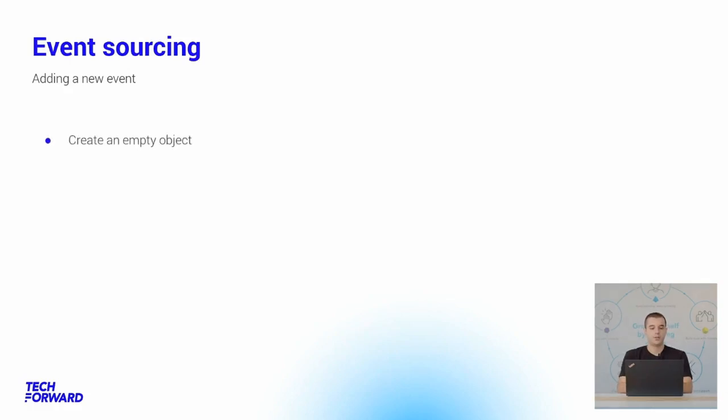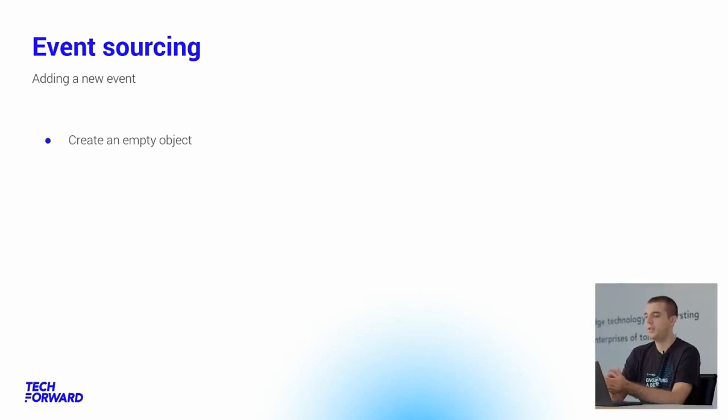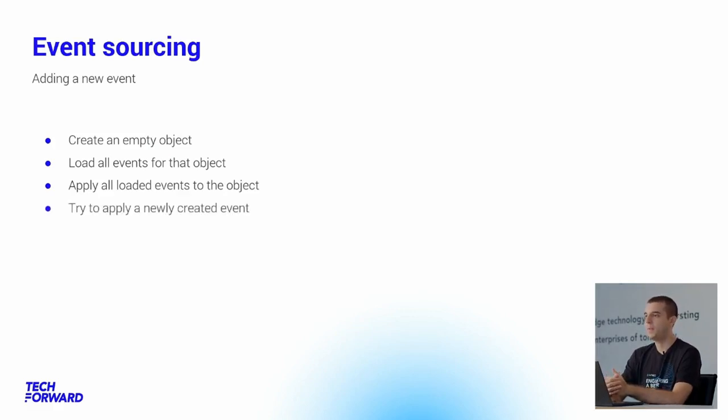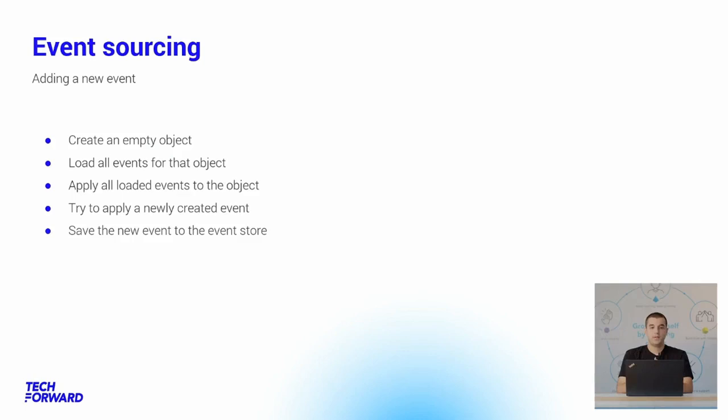First, we start with an empty object. If we are using object-oriented programming, we create an empty object of a class for which we want to add a new event. Then we load all events for that object, and then we apply all of these events to that object in the order in which they happened. And at this point, we now have this object at its latest state. Then we try to apply the newly created event. And I specifically say try here, because this is usually the place where we do our validation. And should that validation succeed, we then add that new event to the event store. As far as event sourcing is concerned, this is all we need to do.